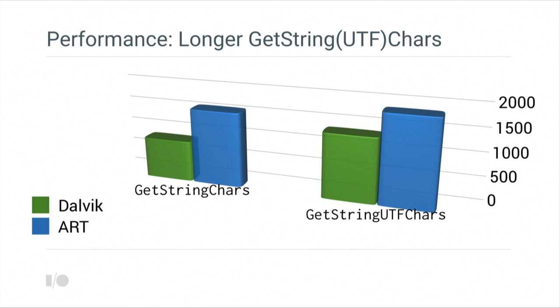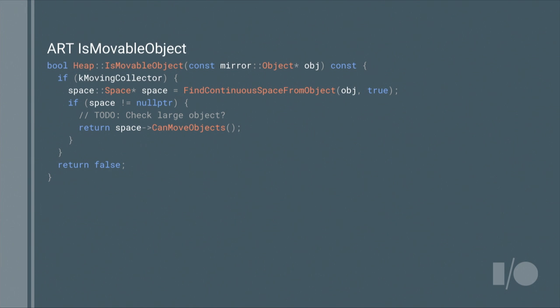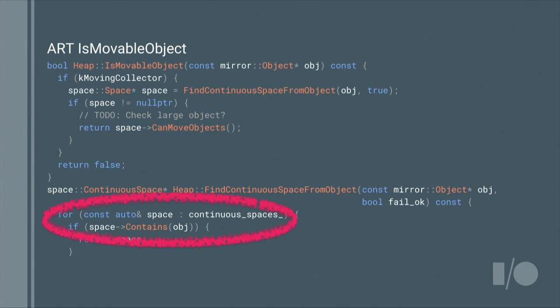And so I was like, okay, I've got to understand why this is happening. So first of all, let's try a longer string and see if it behaves correctly. With a longer string, we actually see, yes, this benches out the way we expect, but it's a little surprising. So let's look at the code and see what is going on. You can see inside of ART, there's this line called IsMovableObject. It sometimes returns a copy and sometimes returns the original string. And IsMovableObject is actually kind of an expensive call. It's a for loop that goes inside this FindContinuousSpaceFromObject, and that's what takes the time.